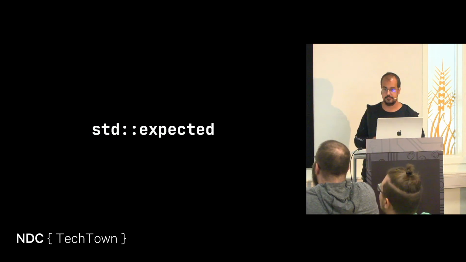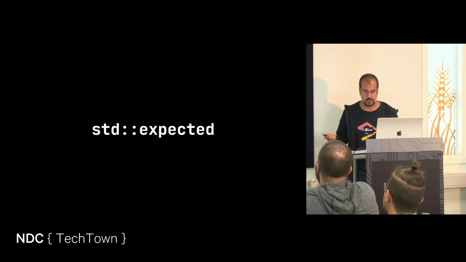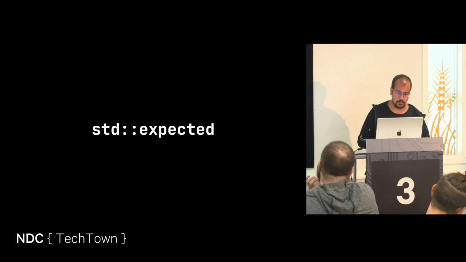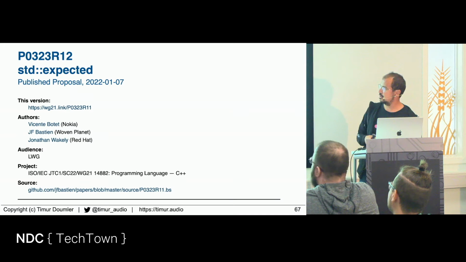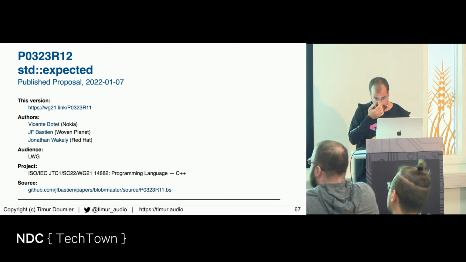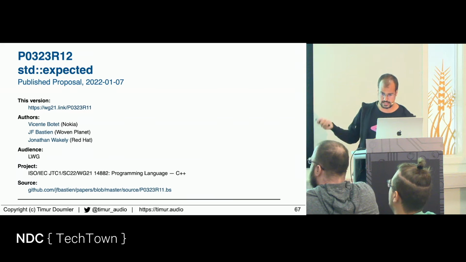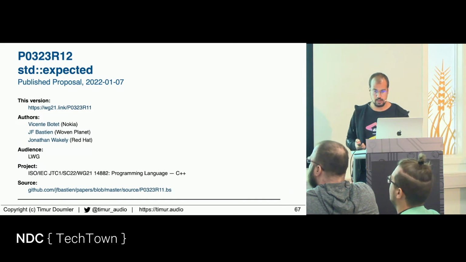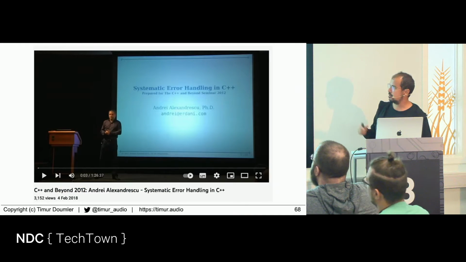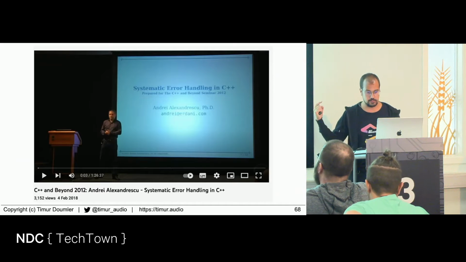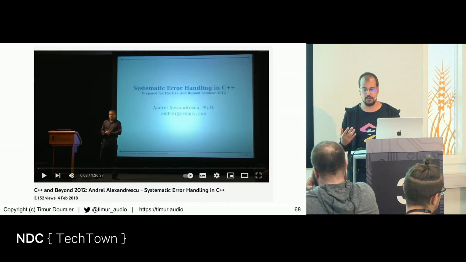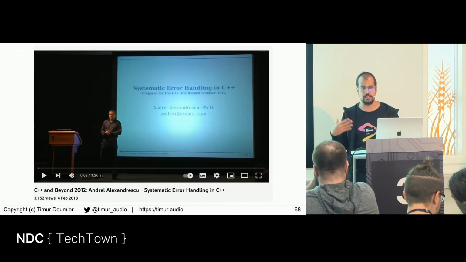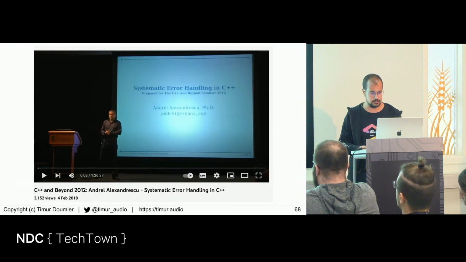Next one, std::expected. std::expected, again, is a proposal that has been in the works for quite a while. The first revision, this is the paper, three authors. The first revision of this paper is from 2016. But actually, the idea can be traced back to this talk by Andrei Alexandrescu, which is from 2012. So that's like 10 years ago. So all these features that I'm talking about today have been in development for a really, really long time. And now you finally get them in a standard.